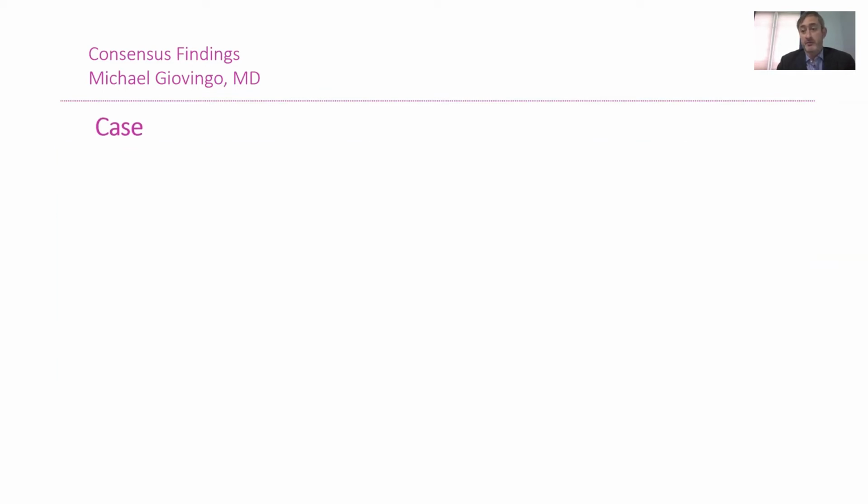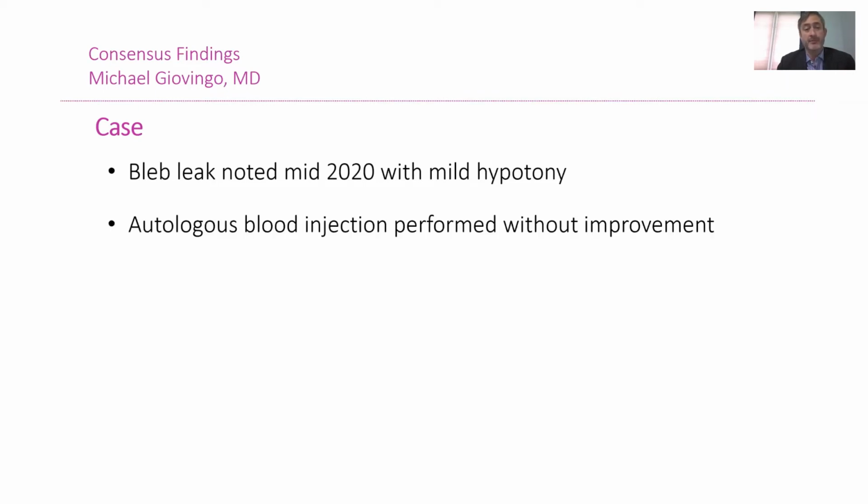Now comes where the problem occurred. A bleb leak was noted in mid-2020 with mild hypotony. There were slight choroidals, and the patient went down into the 5-6 range. It popped up out of the blue. The patient was asymptomatic and didn't notice it; it was just on exam. I tried an autologous blood injection, which I know has fallen out of favor with a lot of people, but I've had some decent success with it and think it's a pretty low risk procedure. It didn't work.